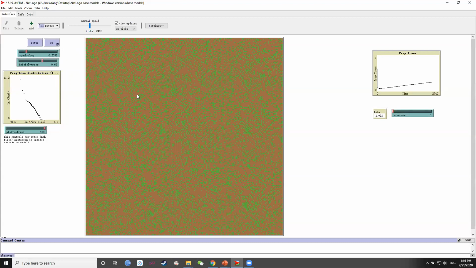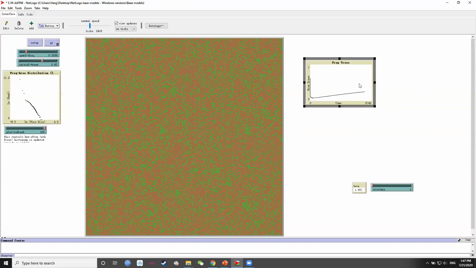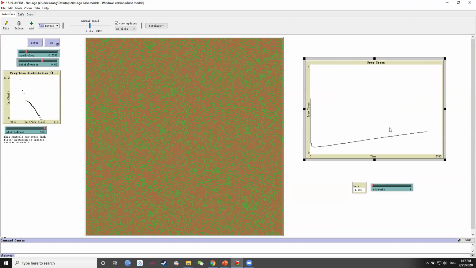On the left side and on the right side, we have two plots. The left one is the log of fire size versus the log of rank of fire size, or the rank of fire clusters. Large clusters have higher rank, and small fires have lower ranks. On the right side is the proportion of trees by time. This model can be run for a long time to show patterns.